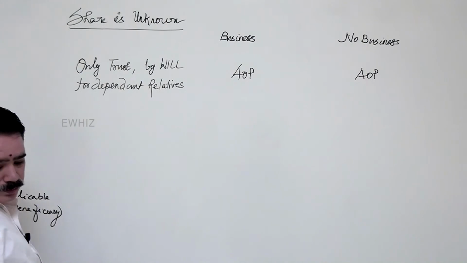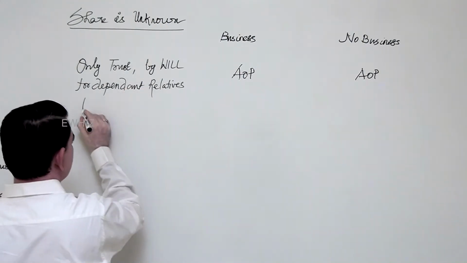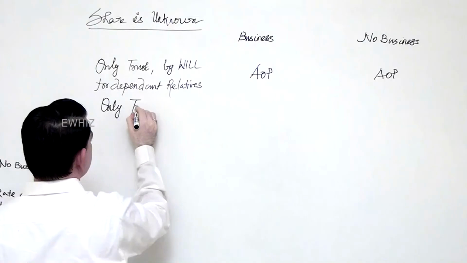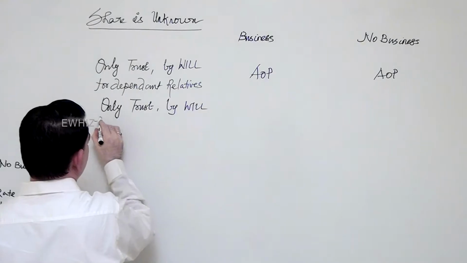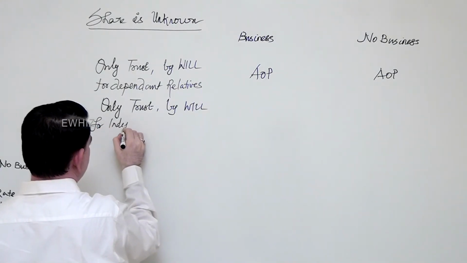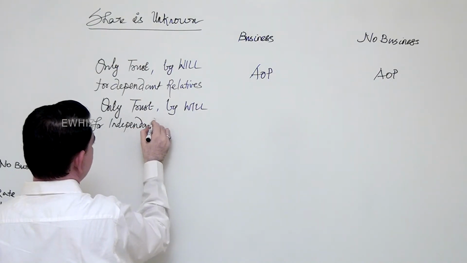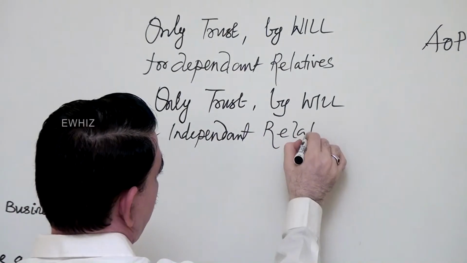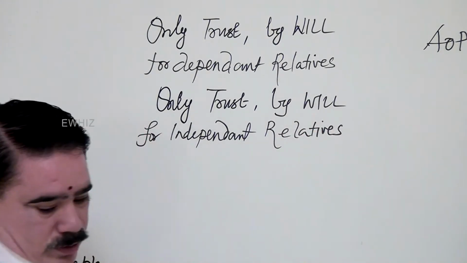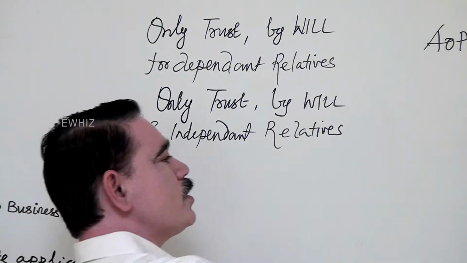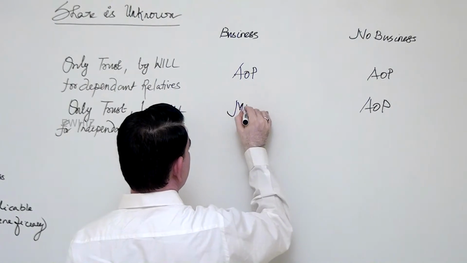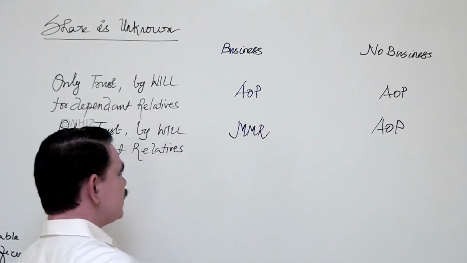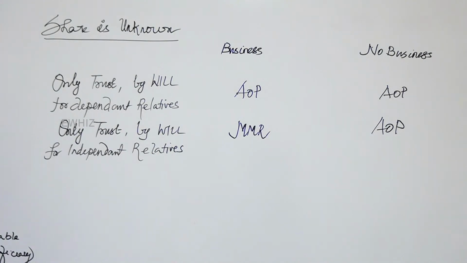Now, slightly this will differ. Second scenario, only trust created by will for independent relatives, not for dependent relatives. In that case, where there is no business, it will be AOP. If there is a business, it will be MMR. Once there is a business, MMR; no business, AOP, but the concession is available only for this.